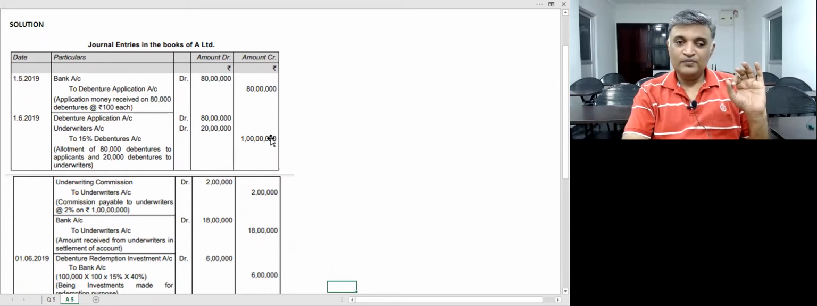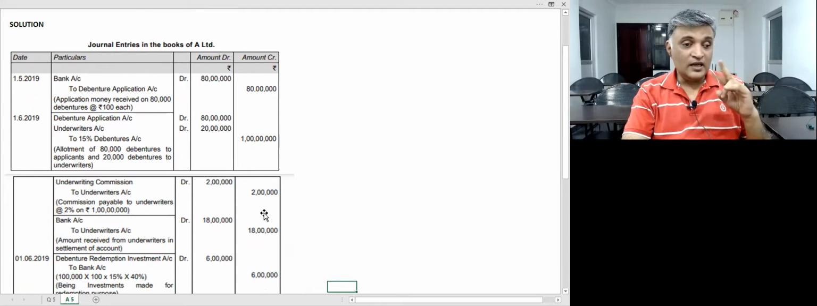100 lakhs into 2%, because 2% is the commission. What is the total value of debentures? It's 100 lakhs. So 100 lakhs into 2% will give you 2 lakhs. So underwriting commission account debit to underwriter, underwriting commission to underwriter.